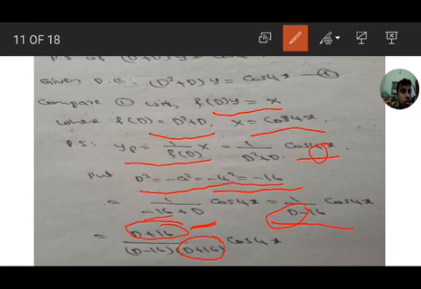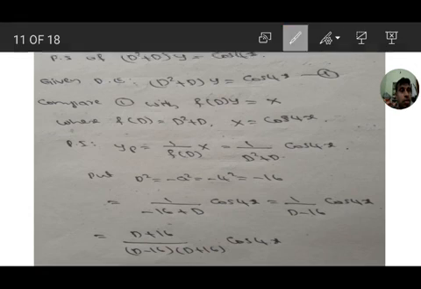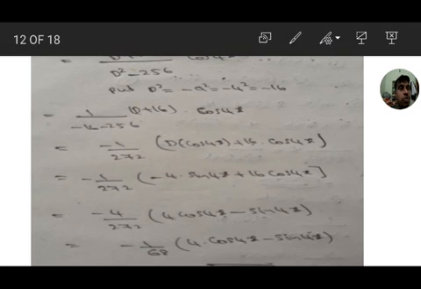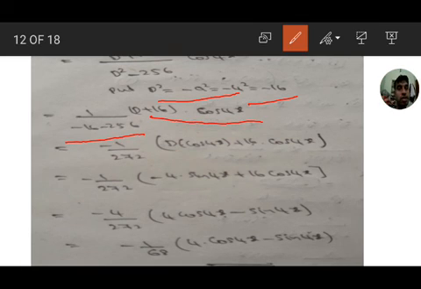cos 4x. So by this, a minus b into a plus b gives a square minus b square. a square means d square, and 16 square means 256. That is (d plus 16) by (d square minus 256). Here we got a d square term, so substitute d square equal to minus a square, which is minus 4 square, that is minus 16. So 1 by (minus 16 minus 256), (d plus 16) of cos 4x. So minus 1 by 272, d of cos 4x plus 16 into cos 4x.